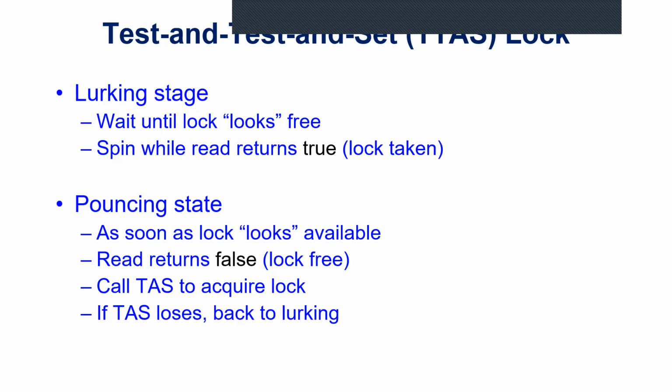Right? This is simple. First it will wait until the lock looks free. Once it looks free, it will keep on spinning on that particular variable. As soon as the lock is available, if the read returns false, indicating that the lock is free, it directly calls the TAS operation to acquire the lock. If it is successful, it will enter into the critical section. Otherwise, it will go back to the lurking phase.